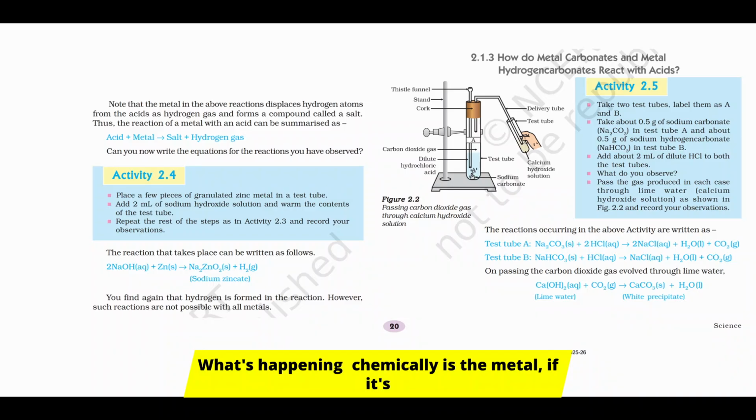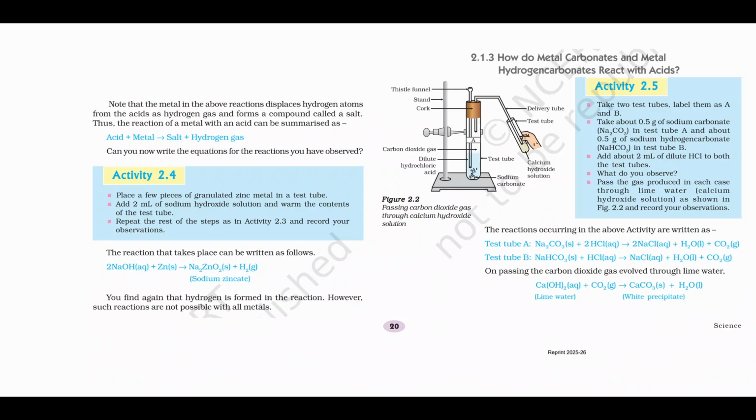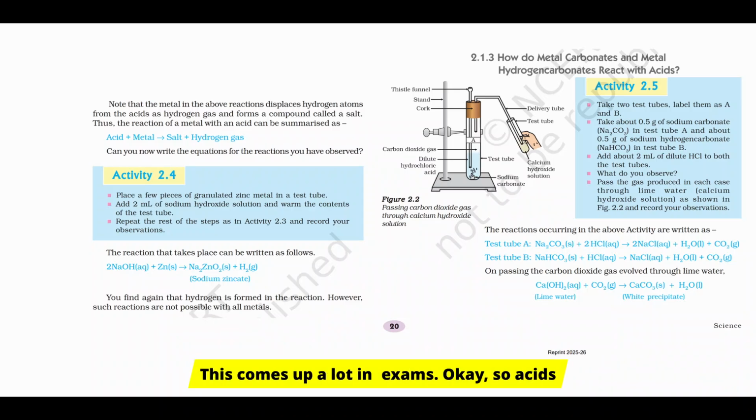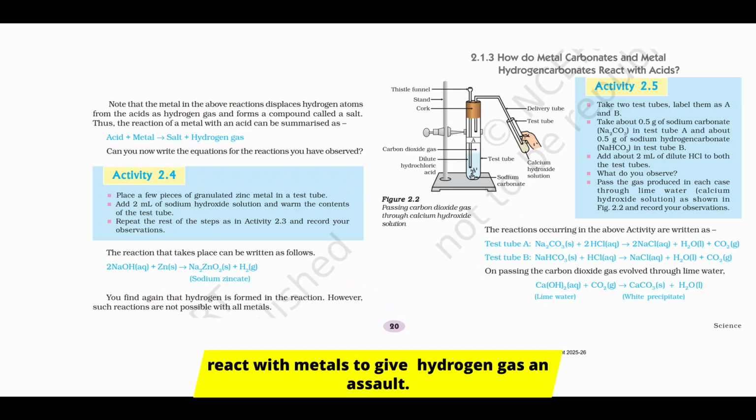What's happening chemically is the metal, if it's reactive enough, displaces the hydrogen from the acid. It kicks the hydrogen out, forming hydrogen gas and leaving behind a salt. This comes up a lot in exams. Okay, so acids react with metals to give hydrogen gas and a salt. Clear pattern. What about bases? Do they react with metals in the same way, or is there a catch?